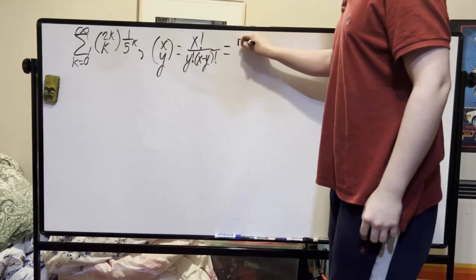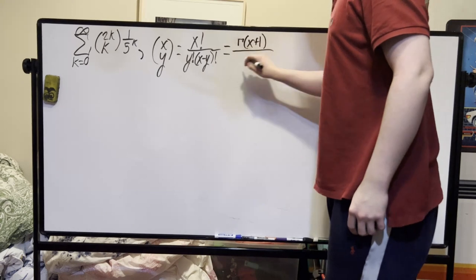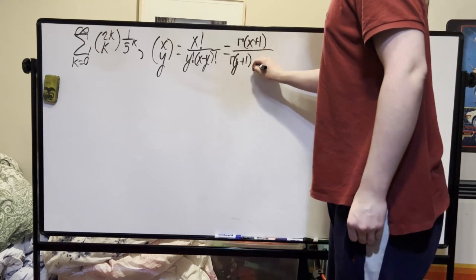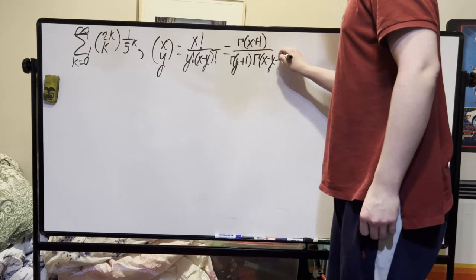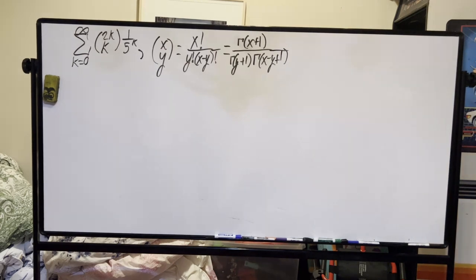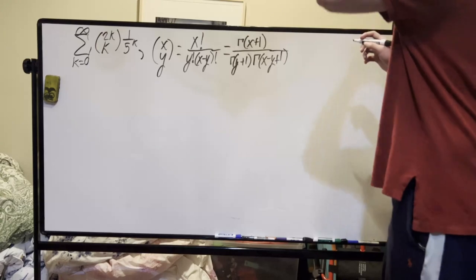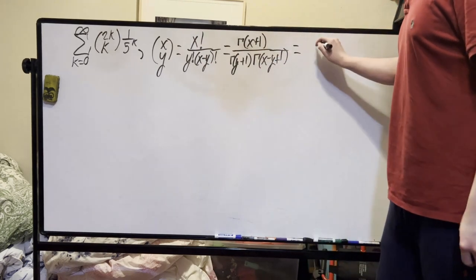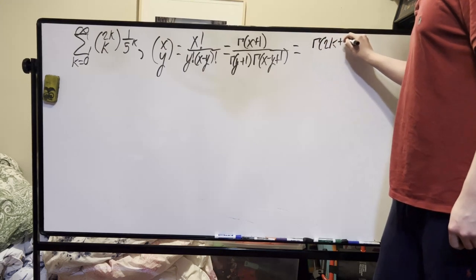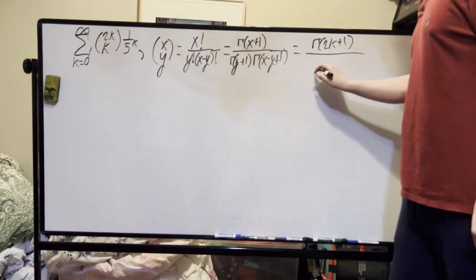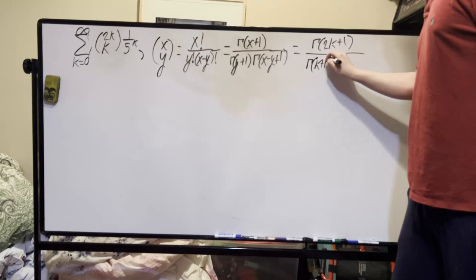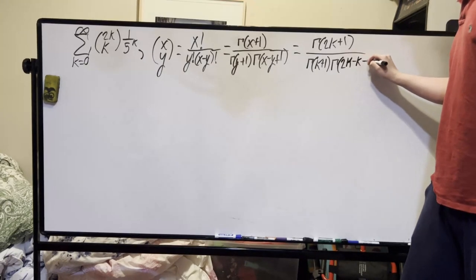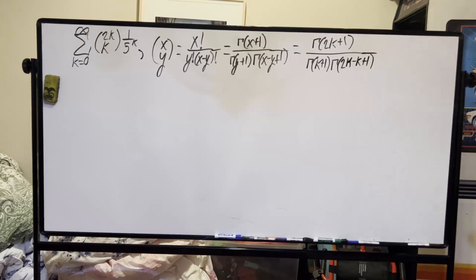Okay, so it's going to be gamma of x plus 1 divided by gamma of y plus 1, and then gamma of x minus y plus 1. Okay, good. And so now what we're going to do is substitute 2k for the x and substitute k for the y. By doing that, it gives you gamma of 2k plus 1 divided by gamma of k plus 1, and then times gamma of 2k minus k plus 1.